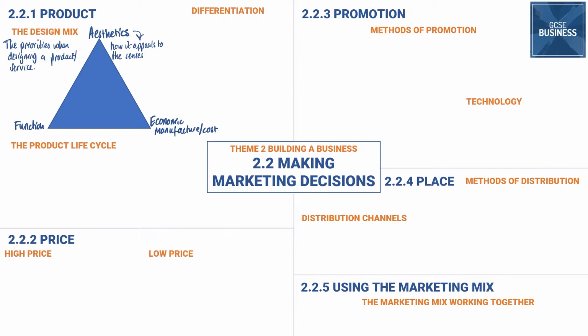So our aesthetics are how the product appeals to the senses. This is going to depend on what the product is. If it's, for example, a perfume, it's going to be how it smells. If it's a chocolate bar, it's how it tastes. If it's a piece of clothing, it might be how it feels versus also how it looks. The function is just how well it works. How well does it do the thing it's supposed to do? And economic manufacture and cost is just how much it costs to make. So different products will have different priorities depending really on the kind of product that they are.